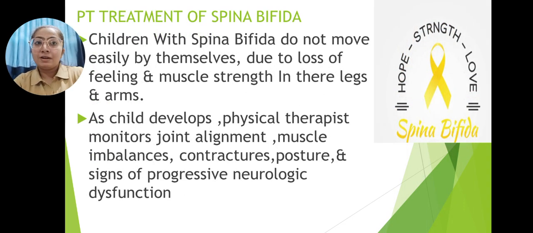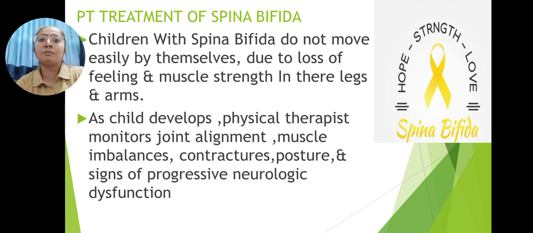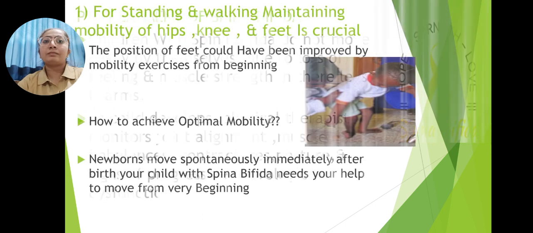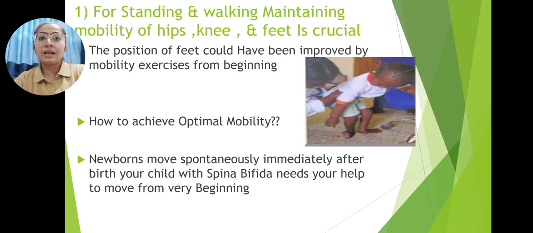Now, what is the treatment plan of spina bifida? Children with spina bifida do not move easily by themselves due to loss of feeling and muscle strength in the legs and arms. As the child develops, the physical therapist monitors the joint alignment, muscle imbalance, contractures, posture, and signs of progressive neurological dysfunction. First, I will talk about standing and walking. Maintaining the mobility of hip, knees, and feet is crucial. The position of the feet could be improved by mobility exercise from the beginning.